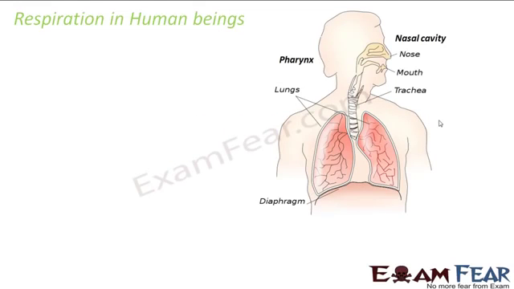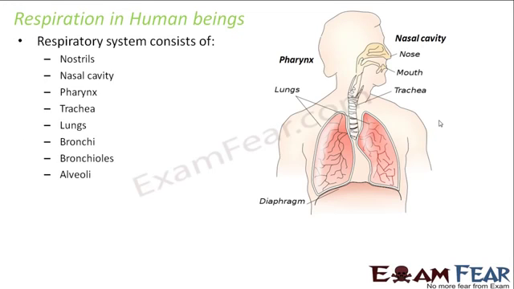Now we are going to talk about respiration in human beings. How do we respire? The respiratory system consists of many parts. It starts with our nostrils, the nasal cavity, pharynx, trachea, lungs, bronchi, bronchioles and alveoli. So many things together constitute the respiratory system in human beings. We will talk about each of these parts in detail one by one.